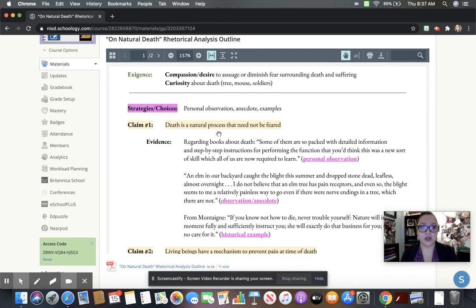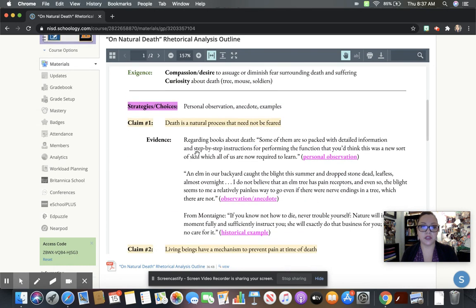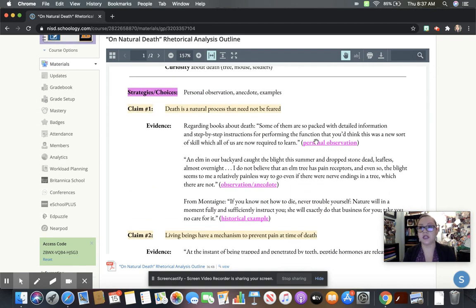So my strategies or my rhetorical choices are given to you within the examples. So the first claim would be death is a natural process that need not be feared, right? So he talks about all the different ways that it comes, he talks about the tree, he talks about looking at the detailed information that you think this was sort of a skill, right? How to deal with the effects of death. And so he uses historical examples. He uses observations or personal anecdotes. Those are kind of interchangeable. And then personal observation here as well, right? Those are his inferences as he's going through bookstores and seeing what those things have in common.